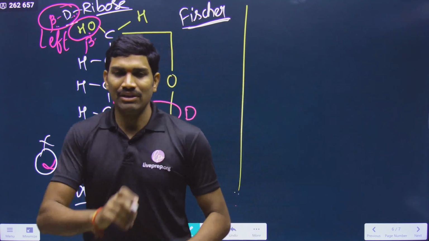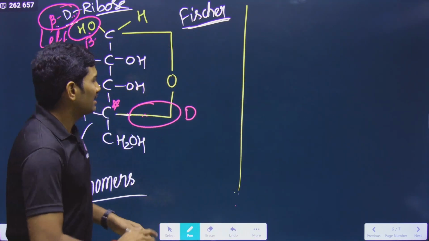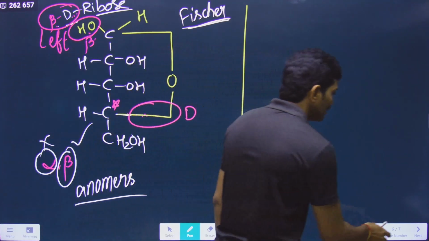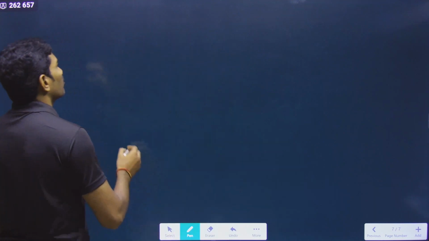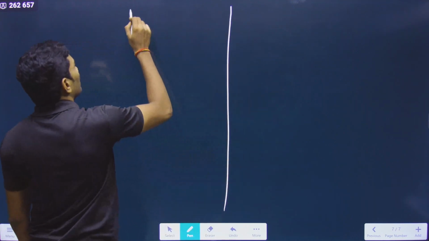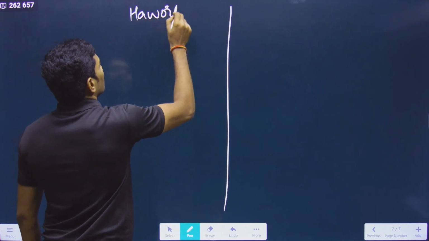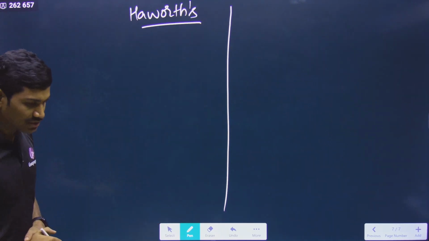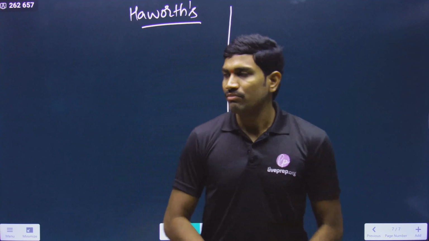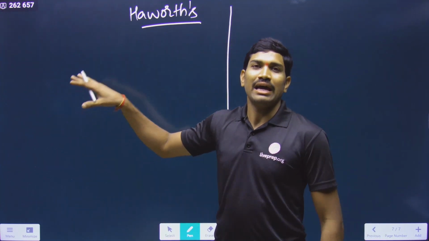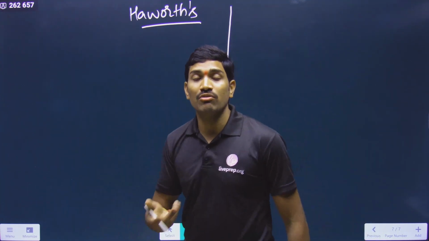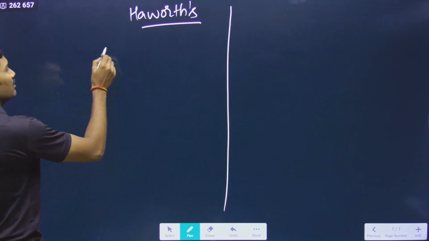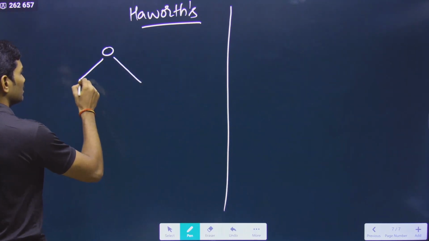But generally, when we are writing on paper, it is difficult to make this type of structure. Please remember this. So that is the reason why we are going for Haworth projections. What is this Haworth projection? What we do here is we use one ring. And for the representation of ribose sugar, what type of ring are we using? Already we have studied this in biomolecules. We are using a ring like this.